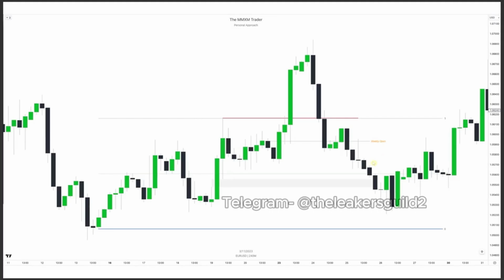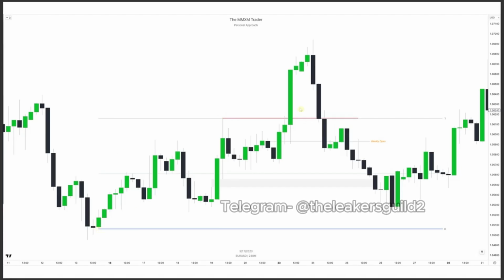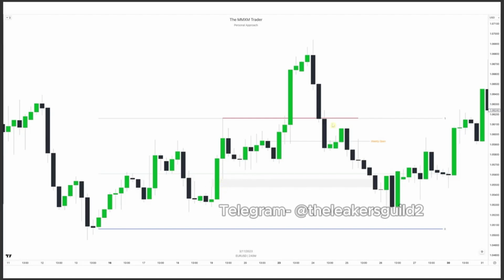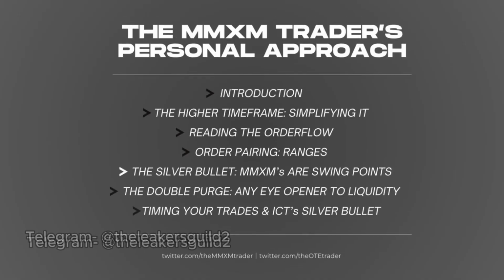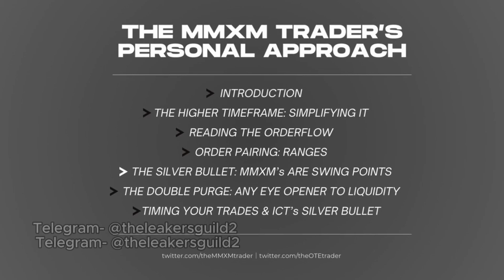Here we have another example, Euro USD 4-hour chart. Range high into range low, running those highs up here, and then we have a 1 hour fair value gap down here. So we want to be looking to trade towards that 1 hour fair value gap. Alright, so let's start the next topic, which is the silver bullet.